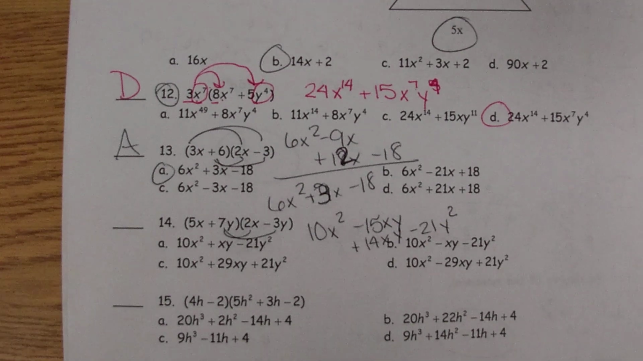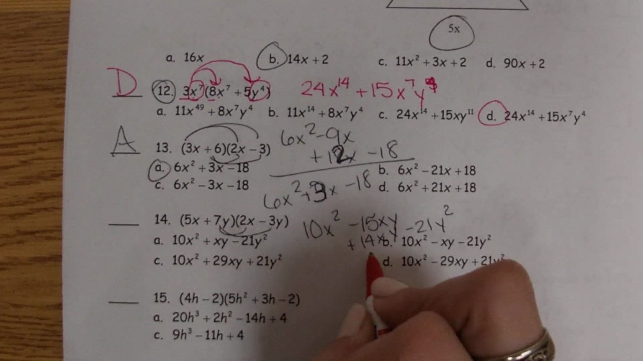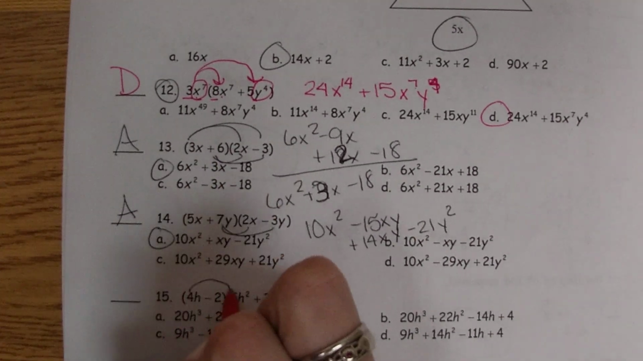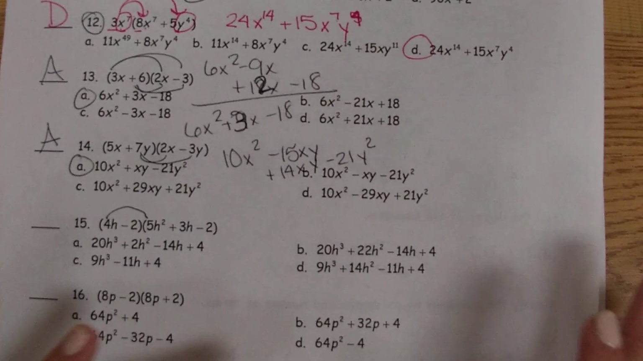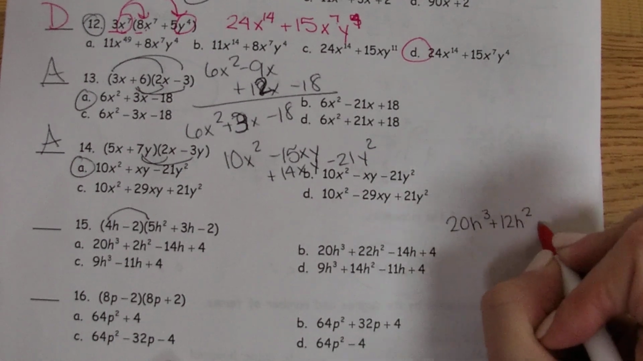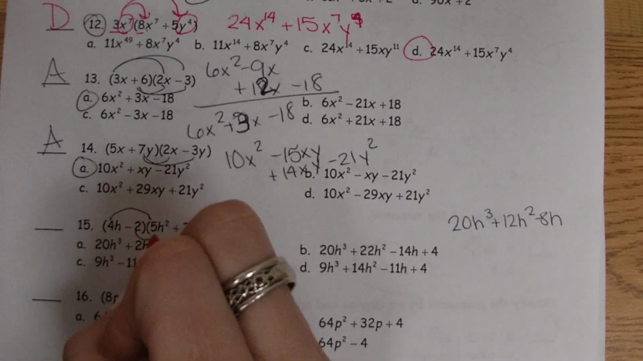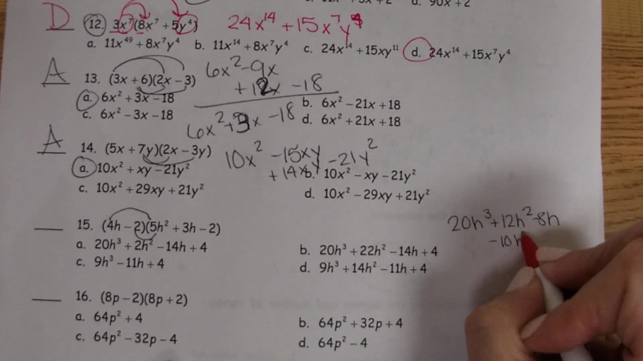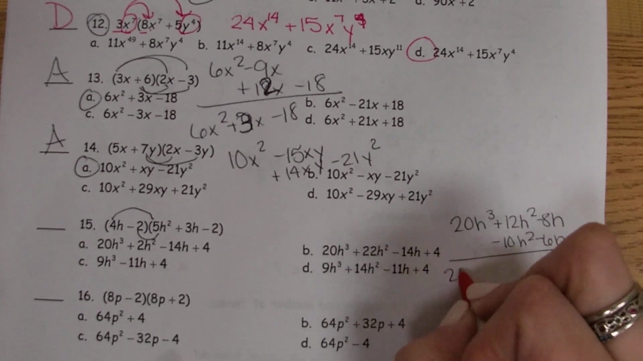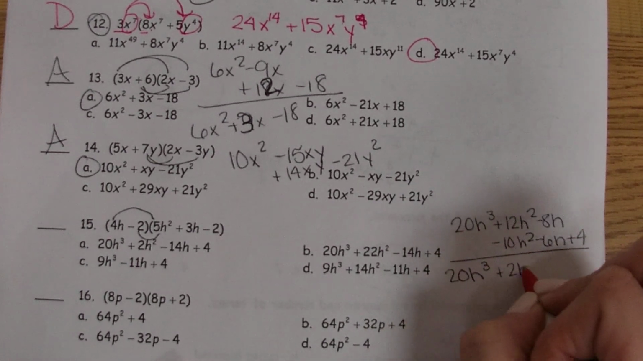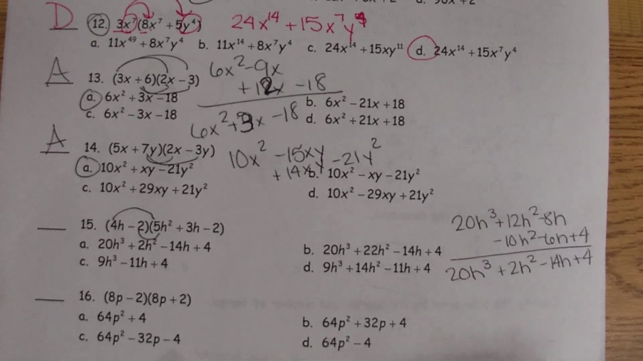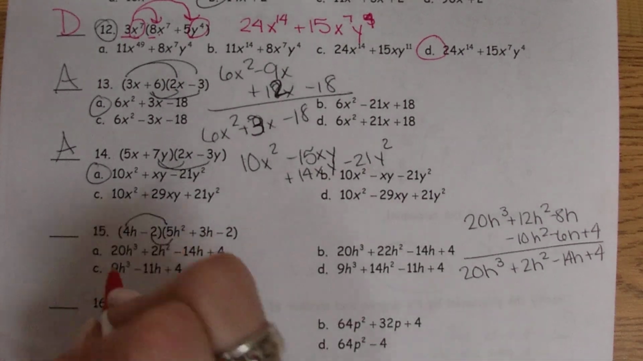Right, this one I can write in either order. They're still like terms. So that gives me a 10x squared plus 1xy minus 21y squared, which is A. Here I'm going to have a lot of pieces. I'm going to fit those over here on the side. A.